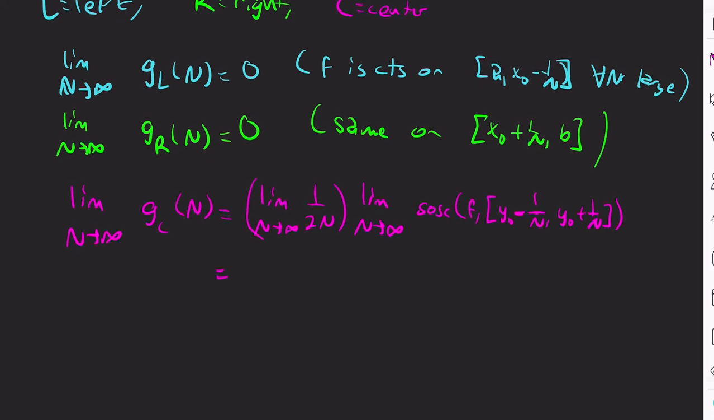Okay, so then this is 0 times, we don't have to call it lambda, the oscillation of f at y naught. And again, f is bounded, so that's less than infinity because f is bounded.